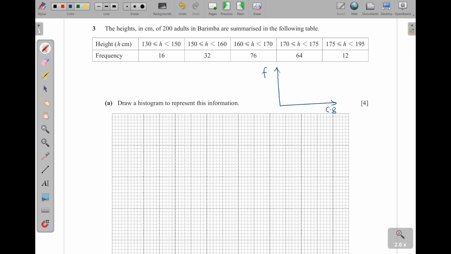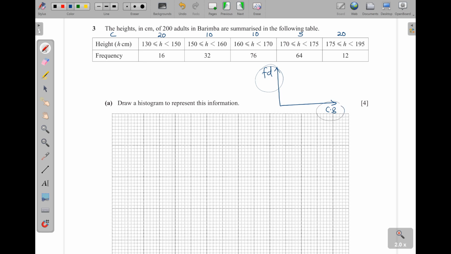But when you look at the class widths here, they are different. Like when I look at this one, the class width is actually 20, when you get 150 minus 130. And then for this next one, it is 10. Then here we are having 10. Then here it is 5. And then here it is 20. You see that? So since they are not the same, we are going to get frequency density. So we plot frequency density against the class boundaries.